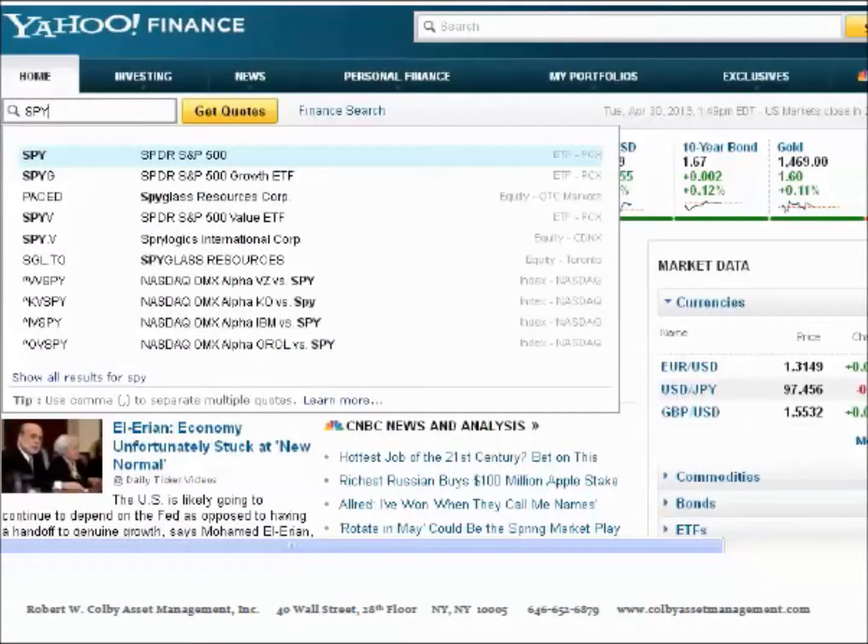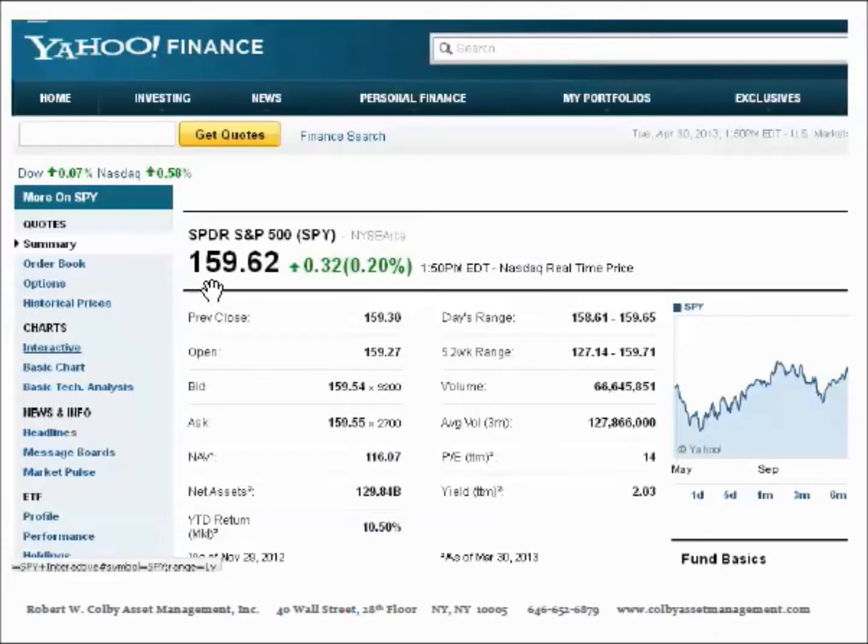On Yahoo Finance, the first thing I'm going to do is get a price quote for the exchange traded fund with the ticker symbol SPY. SPY is an exchange traded fund, or ETF, that tracks the S&P 500. It's one of the most actively traded ETFs, if not the most actively traded ETF, usually each day. So you put SPY in this little box here and press the button that says Get Quotes. As you can see, SPY is at 159.62 the day I did this.